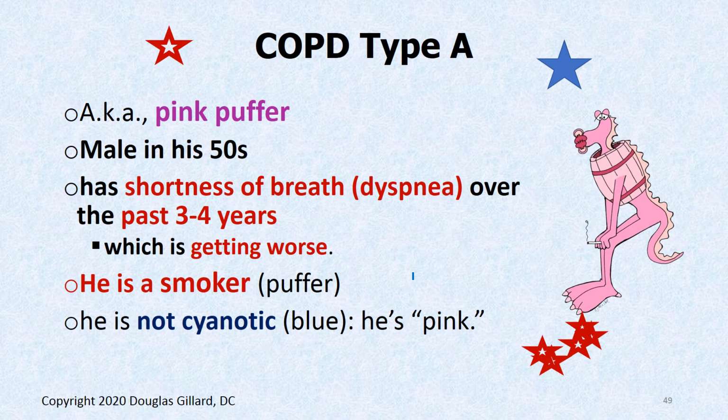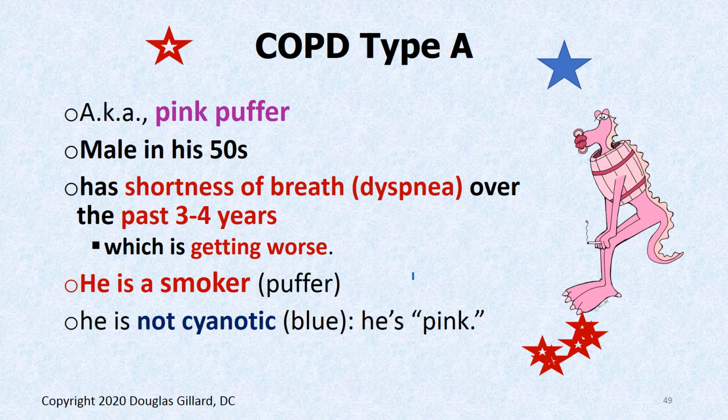So let's go through it. I think you know this already. So type A is the pink puffer. The male in his 50s is when it usually starts, just like type B, male in his 50s. Type A, they get shortness of breath over the last 3 or 4 years. I used to be able to walk 2 miles and then 1 mile. Now I walk a couple of blocks and I'm panting like crazy, getting progressively worse.